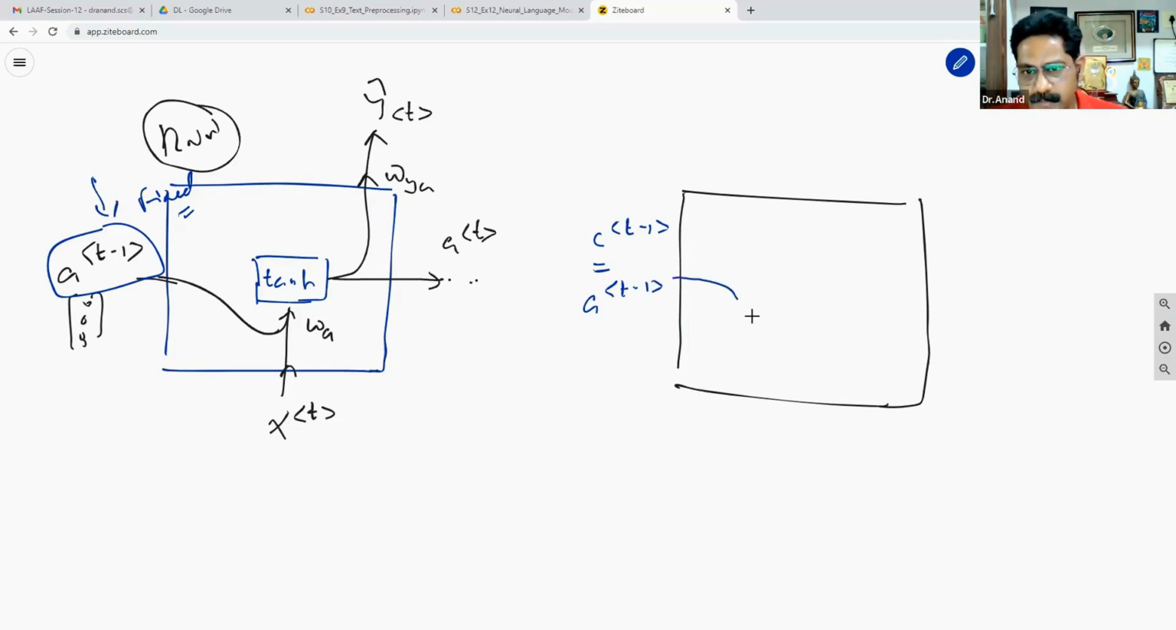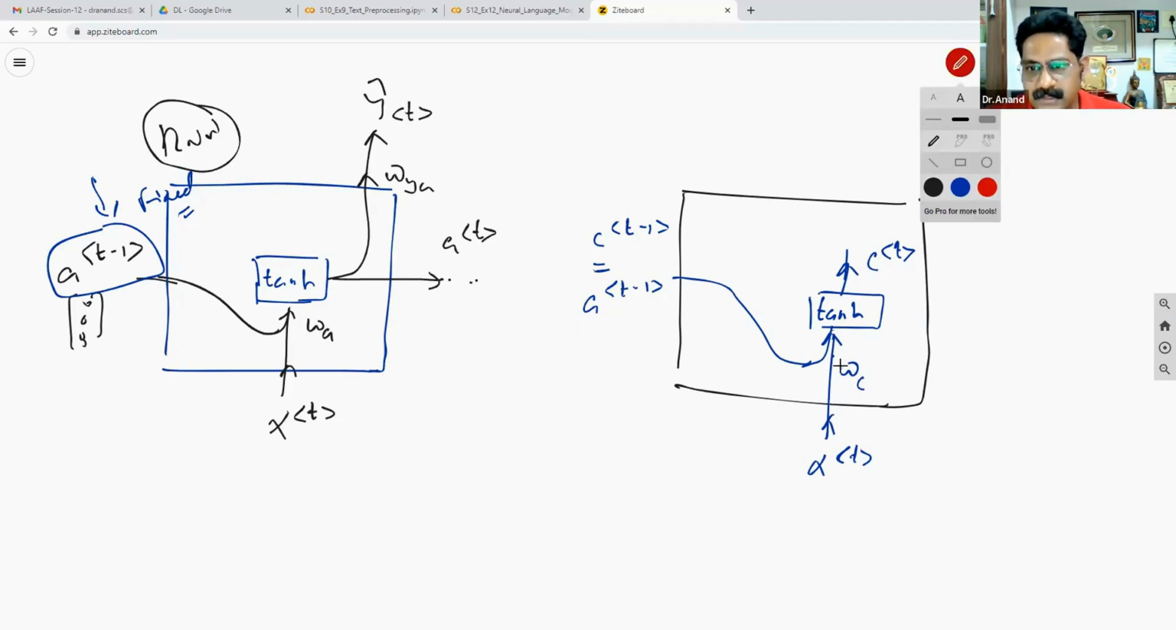As usual, we take the previous state. The previous state will come along with your current token XT. It is being weighted by WC. Just the notations are different; here W is acting the same role. So tanh. This tanh will be yielding your regular CT output. So we have another connection going here.